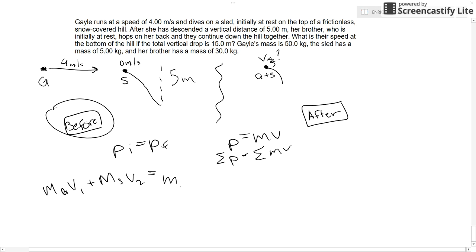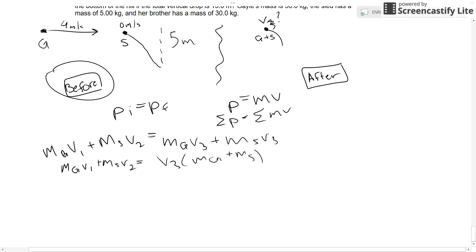The final momentum is going to be Gail plus sled times v3, and this is going to be perfectly inelastic. We're going to have two v3s. We can just factor out the v3 from both of them because they have that in common. Now we divide through.